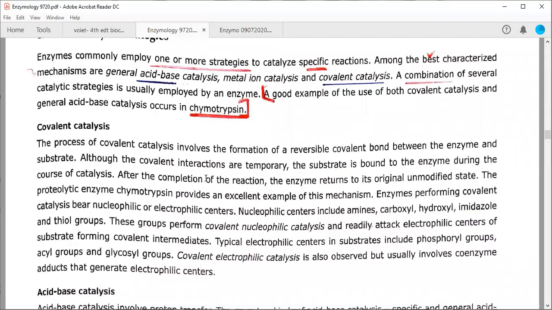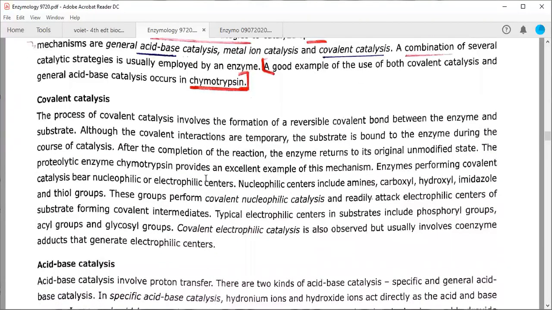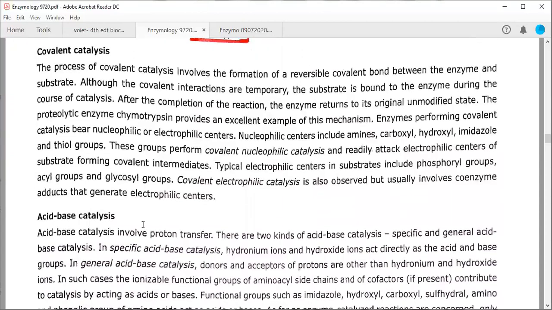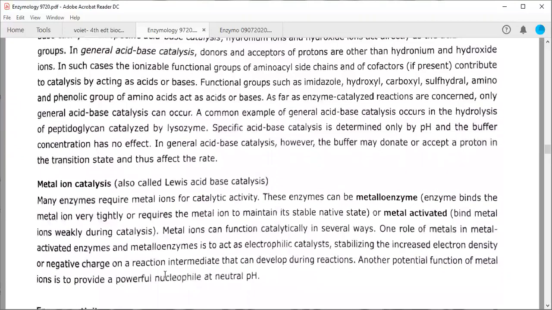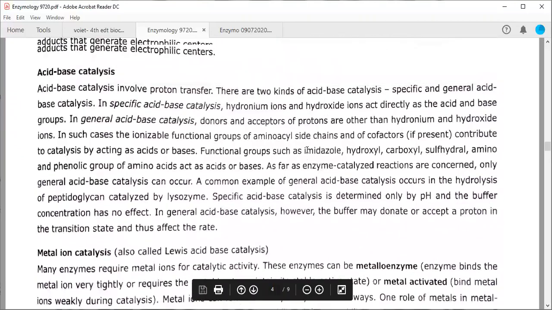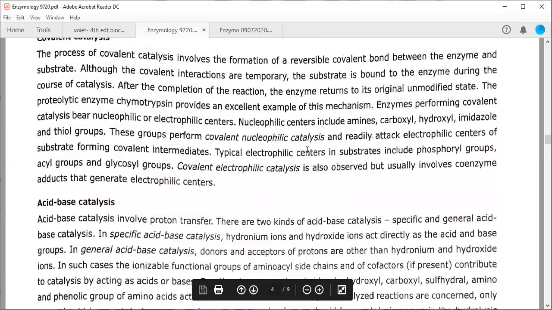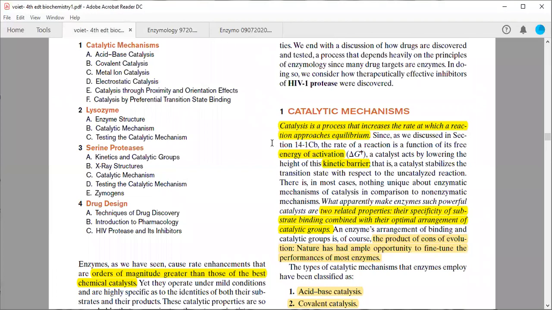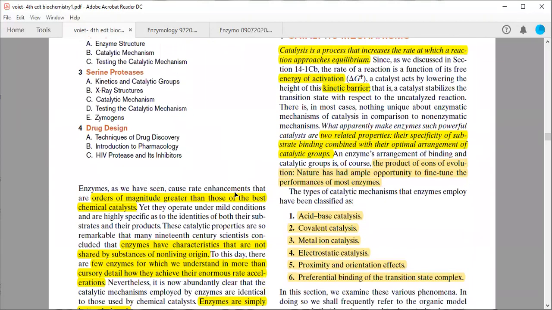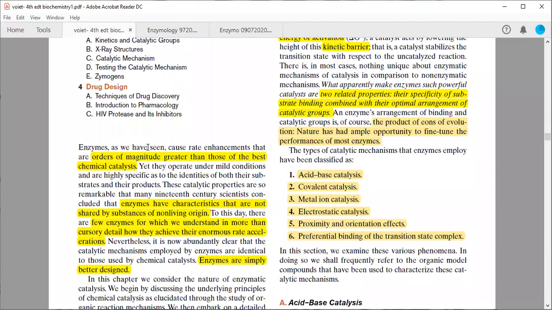Okay, so first of all, there are three: covalent catalysis, acid-base catalysis, and metal-ion catalysis. We will go in the sequence which is given in your standard book. White is saying, before starting these catalytic mechanisms, there is some important information I want to share with you. Enzymes, as we have seen, we all know about enzymes.